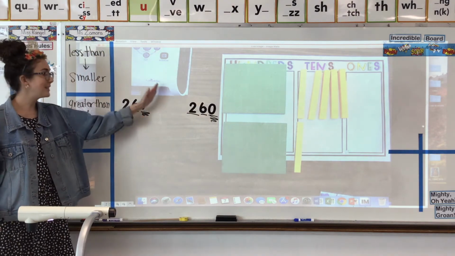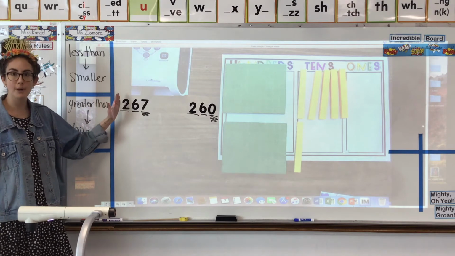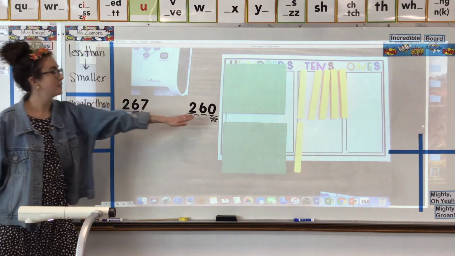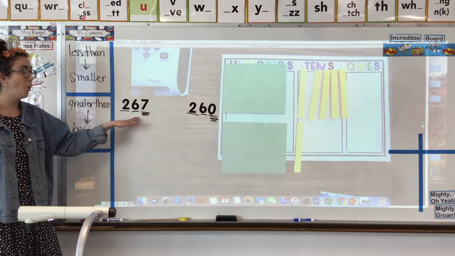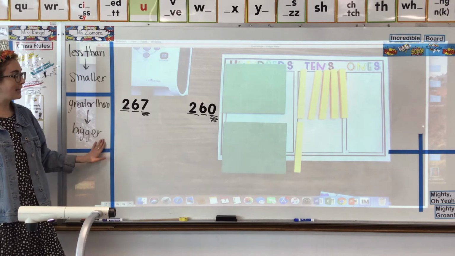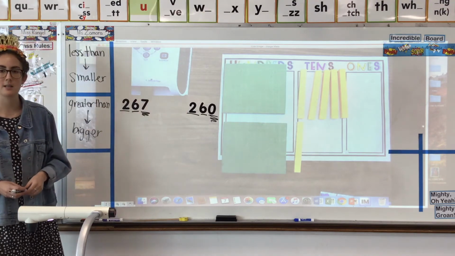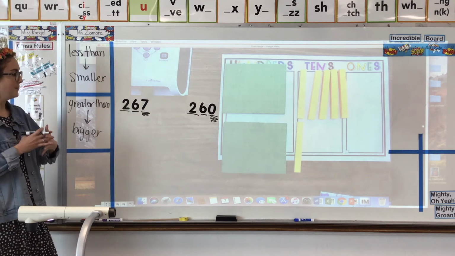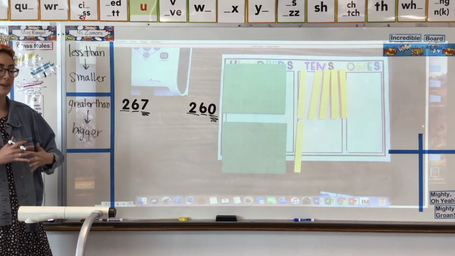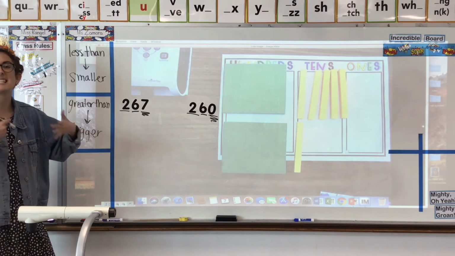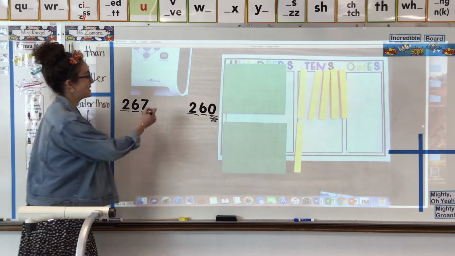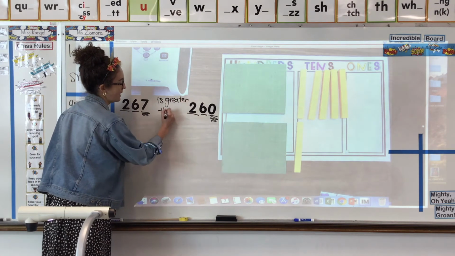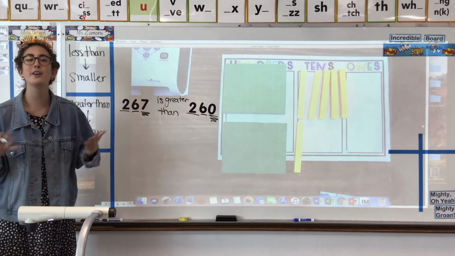We have to start at the left. Start with the first number. Is 267 less than 260? Or is 267 greater than 260? From left to right, what's the relationship? 267 is the bigger number, so we would say is greater than 260.